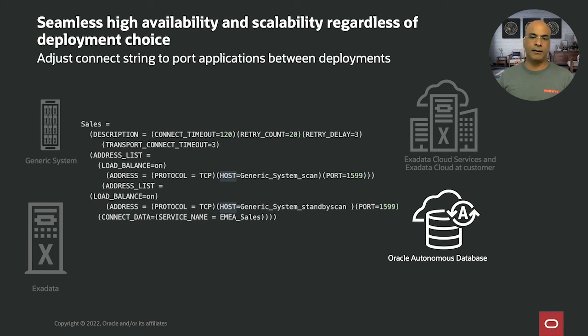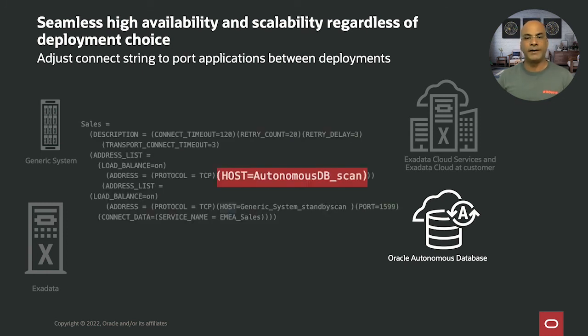And finally, you'd say, I would like to try the autonomous database, which seems to be very popular nowadays. And guess what? Just one change. Oracle RAC runs on generic systems, on Exadata Cloud Service, Exadata Cloud at Customer, and is also one of the major pieces of technology that power the Oracle Autonomous Database. So just by adjusting the connect string, you can port your application between deployments.